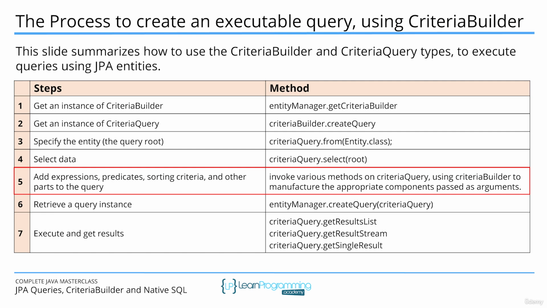Once you've constructed the query's criteria, you create an executable query like we did with the JPQL typed query by calling createQuery on the entity manager. This method returns a query instance, which is different from the criteria query instance. You execute the query and retrieve results using one of several methods on the query instance. You'll remember these include getResultList, getResultStream, and getSingleResult, for example. Now that you've got a basic understanding of what this process consists of, let's work through it in some code.